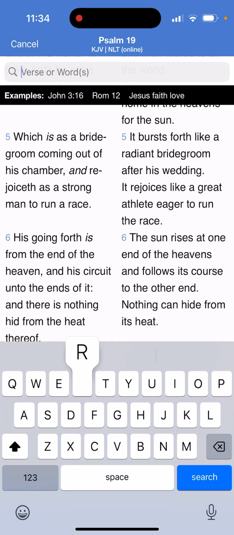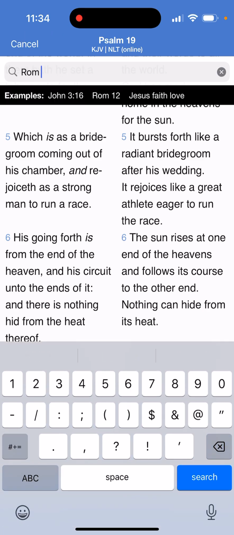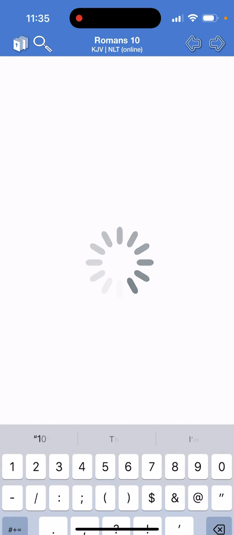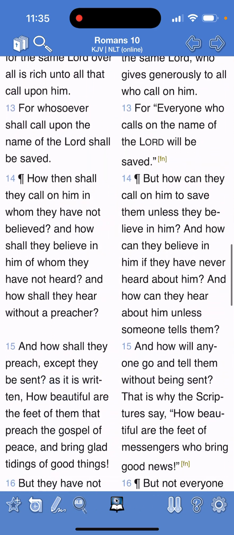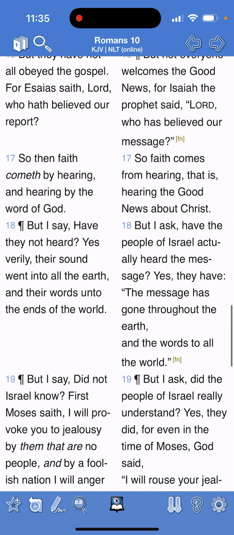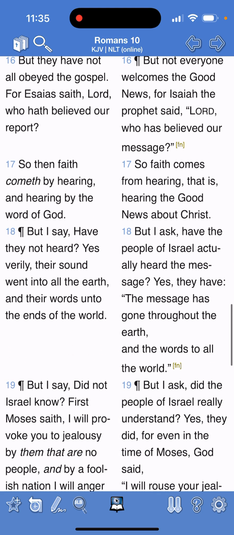Now let's go back to Romans 10. Let's go back here, and we read it again, and we'll know why he's saying this. Verse 17. It says, so then faith cometh by hearing, and hearing by the word of God. But I say, have they not heard? Yes, verily, their sound went into all the earth, and their words unto the ends of the world.